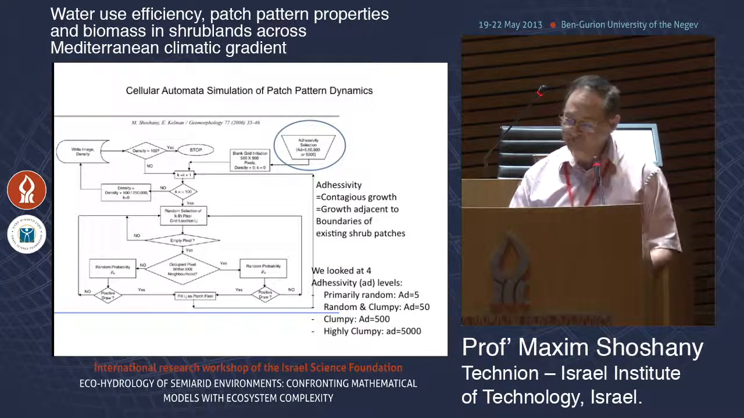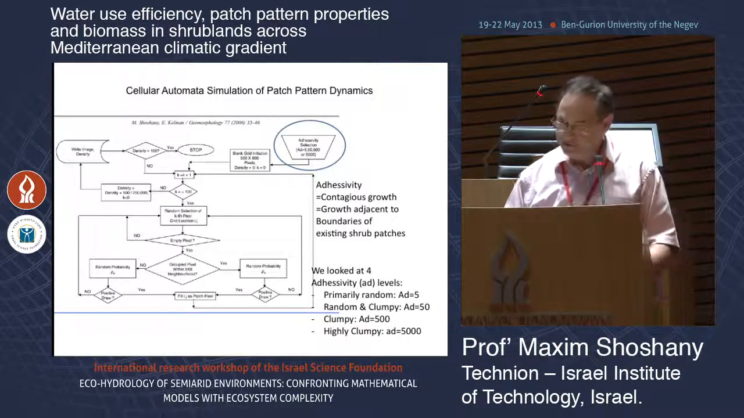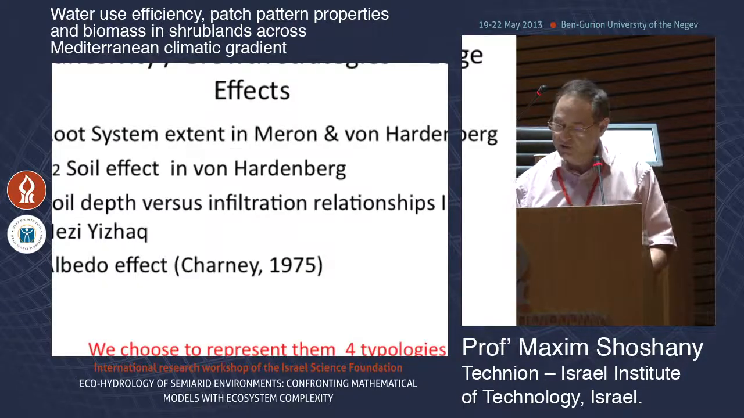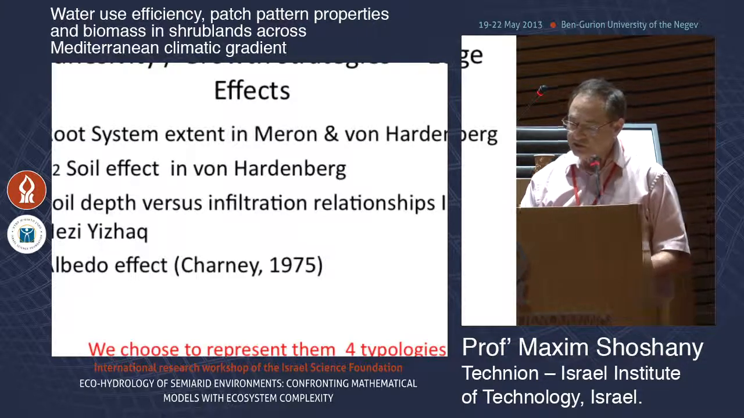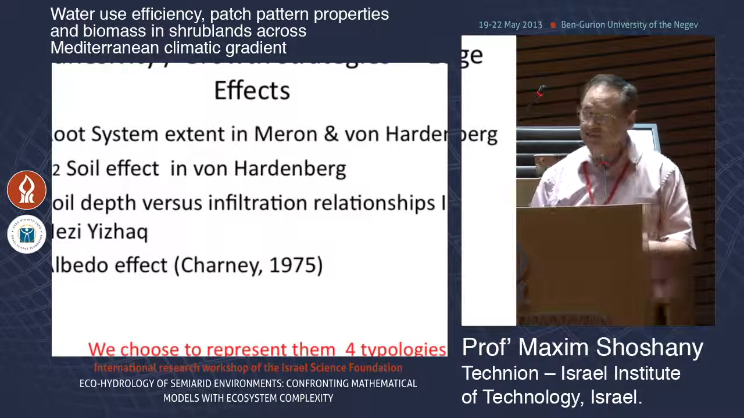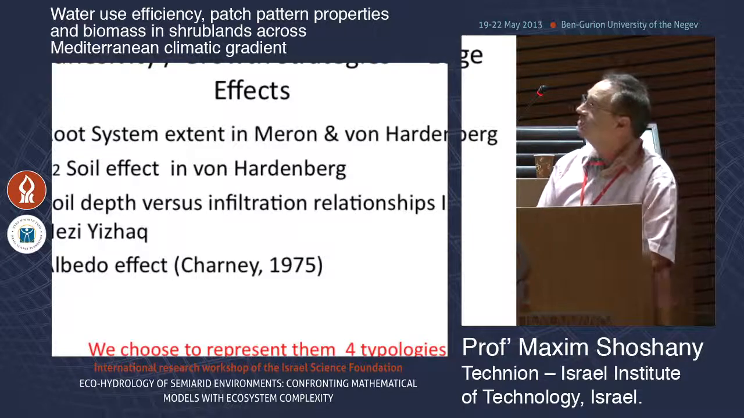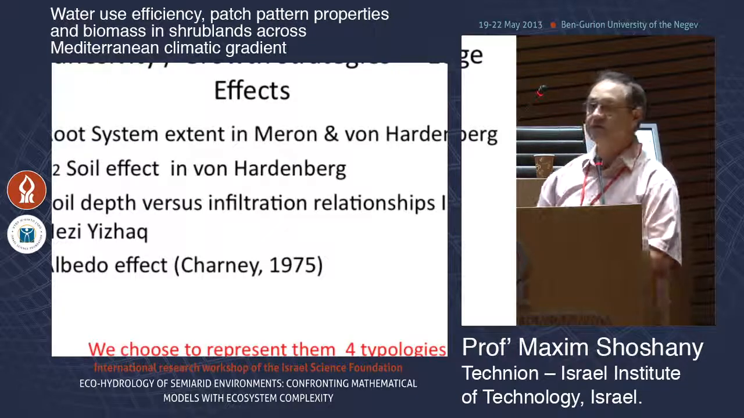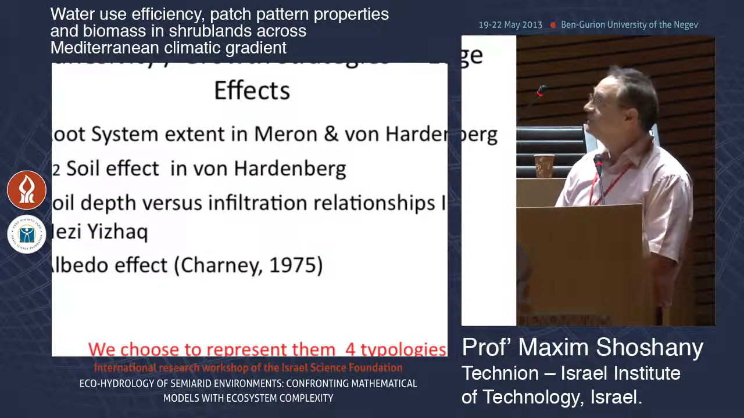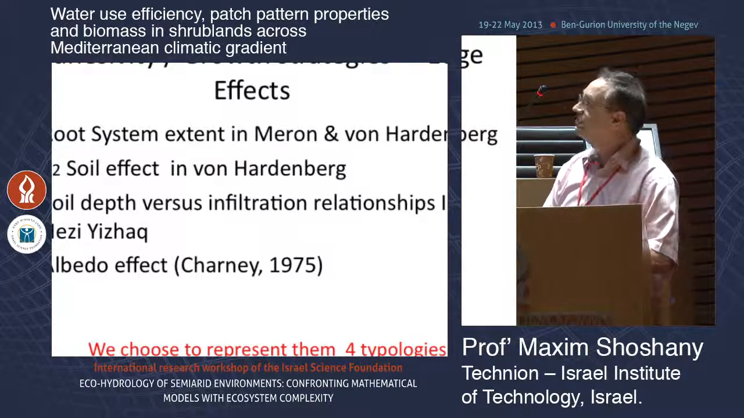We looked at 4 adhesivity levels: random at adhesivity 5, random and clumpy, a mixture of random and clumpy, for adhesivity of 50, clumpy at adhesivity of 500, and highly clumpy at adhesivity of 5,000. And I think these 4 typologies are related to root system extent, like Meron and von Hardenberg presented earlier today, or actually the extent of the root system is part of the edge effect.